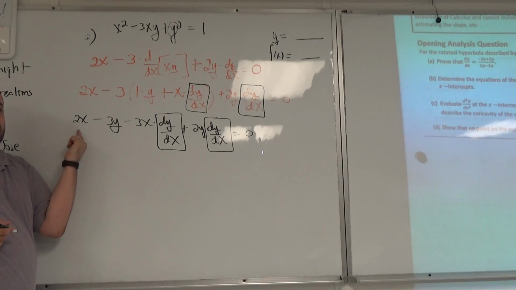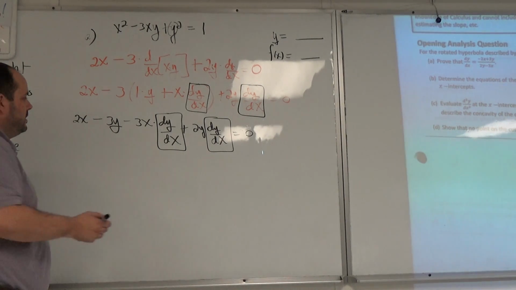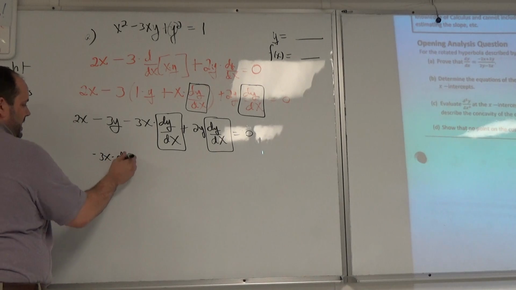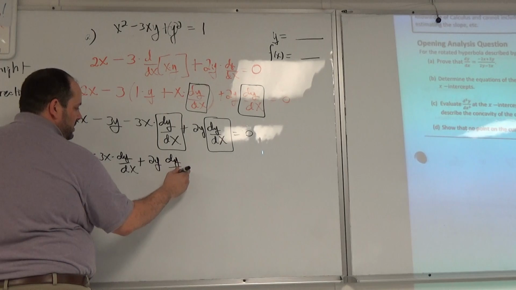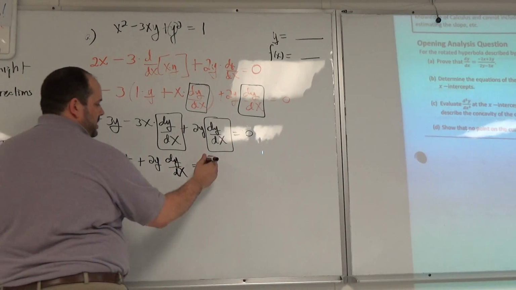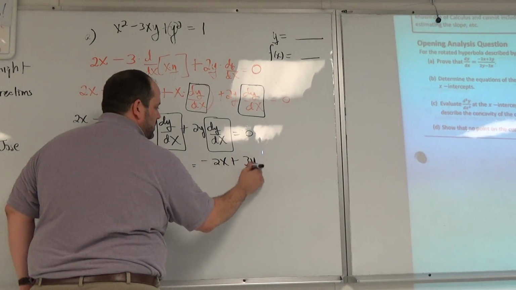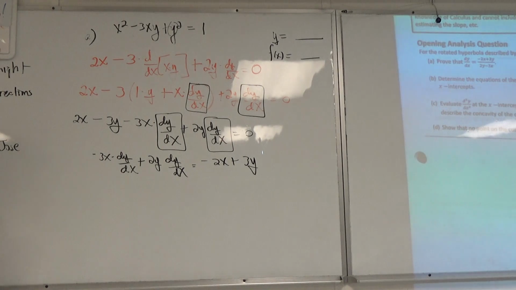Okay. So the legal algebra, I'm going to move the 2x and the negative 3y over to the other side. So we've got negative 3x dy dx plus 2y dy dx is going to be equal to negative 2x plus 3y. And that's good, but that's not quite what we're being asked to show in part A. What I want in part A is I want to know what dy dx is equal to. So David, what's the good algebra that you want to share with your friends up front here?